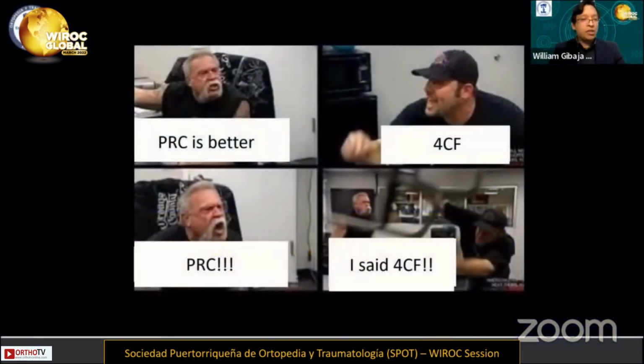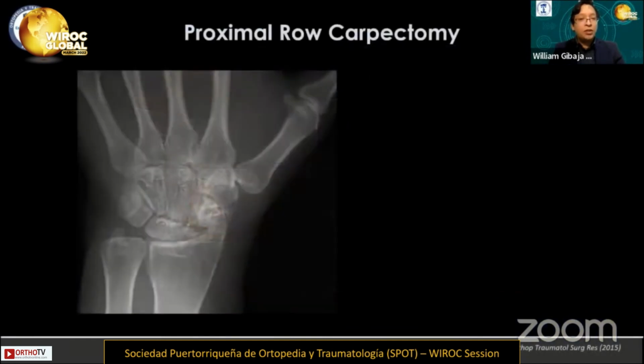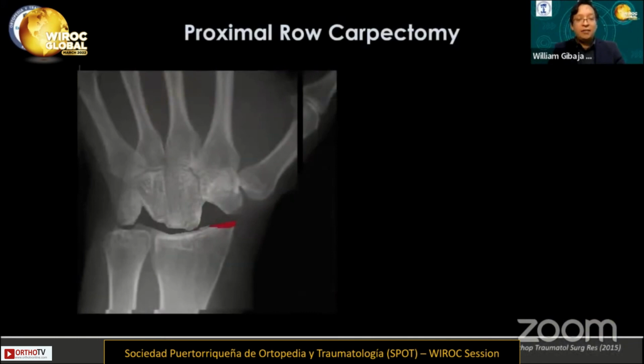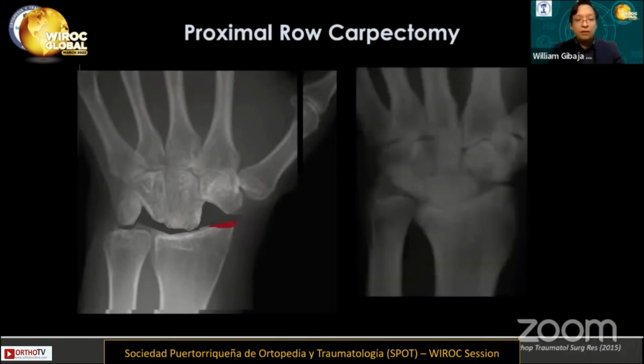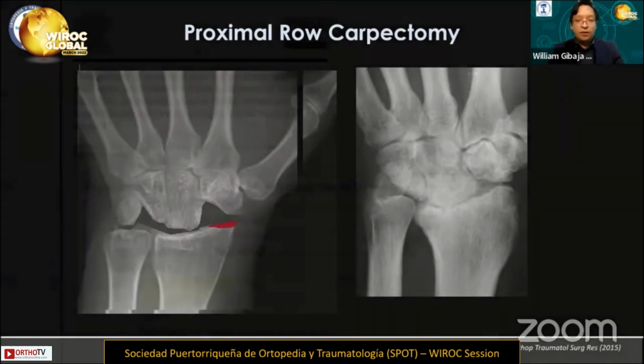And what can we say about proximal row carpectomy? So this is not a discussion of which procedure is better, but which patient is needed for this procedure. The main indication for proximal row carpectomy is that the proximal capitate is intact, so it will make contact in the lunate fossa in the radius to have this function.